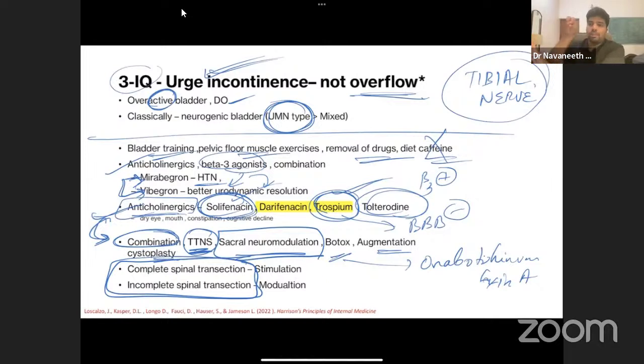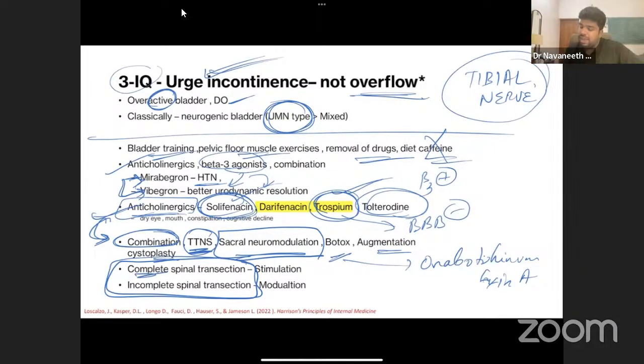So you're going to go to the proximal end of the peripheral nerves and stimulate it. If there's a complete spinal cord transection, the peripheral nerves in the bladder are still there. So you're going to stimulate the peripheral nerves and cause the bladder to be less active. That is basically when a complete spinal cord transection is there.